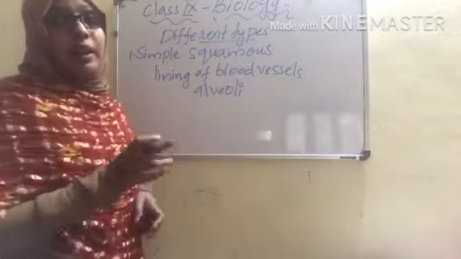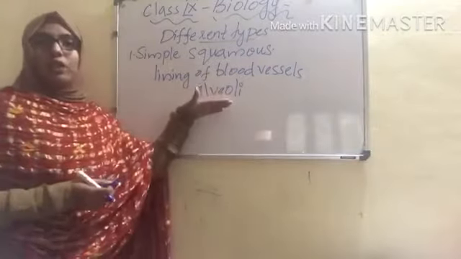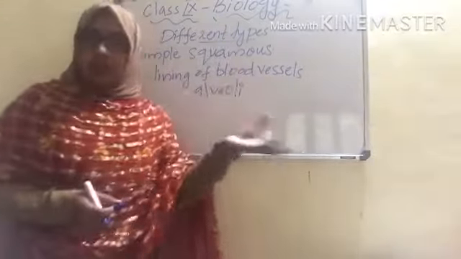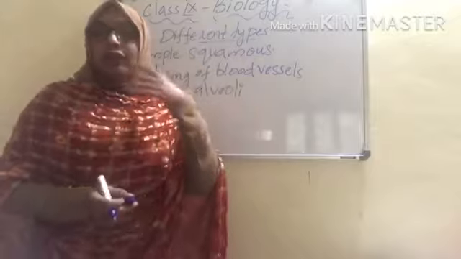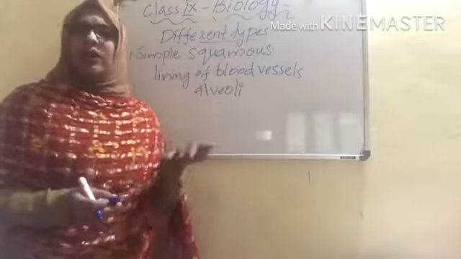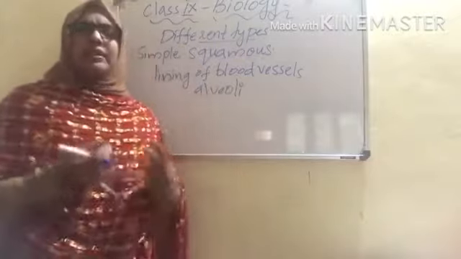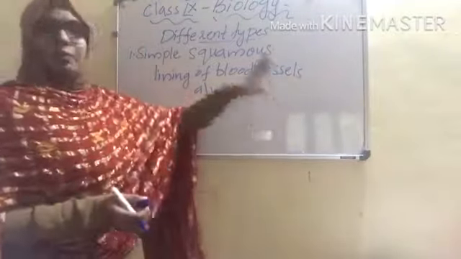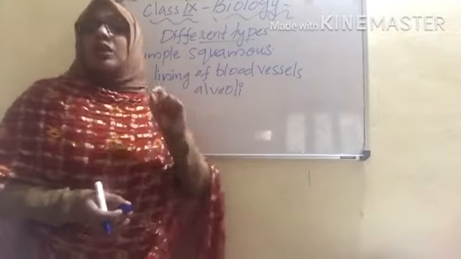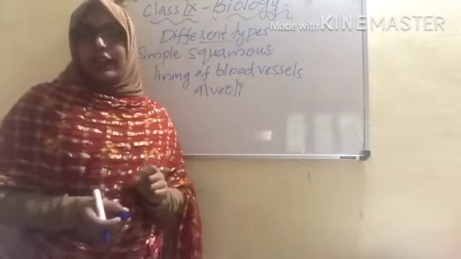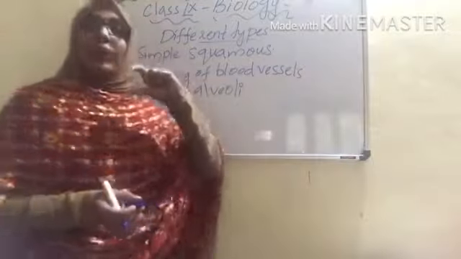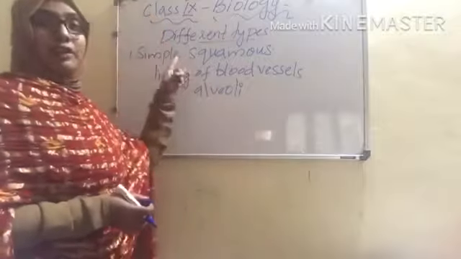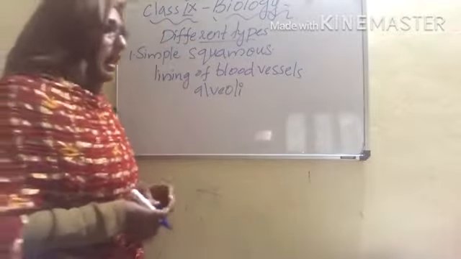What is the main function of these two organs, blood vessels and alveoli? They are meant for transportation. Here transportation of oxygen and carbon dioxide is being done, isn't it? The transportation of oxygen and carbon dioxide from and to the cells, along with various waste products, hormones, minerals, whatever is needed by the body, is being transported by the blood vessels. So for ensuring high quality of transportation, they need a very delicate lining of epithelial tissue, right? That is fulfilled by simple squamous epithelium.